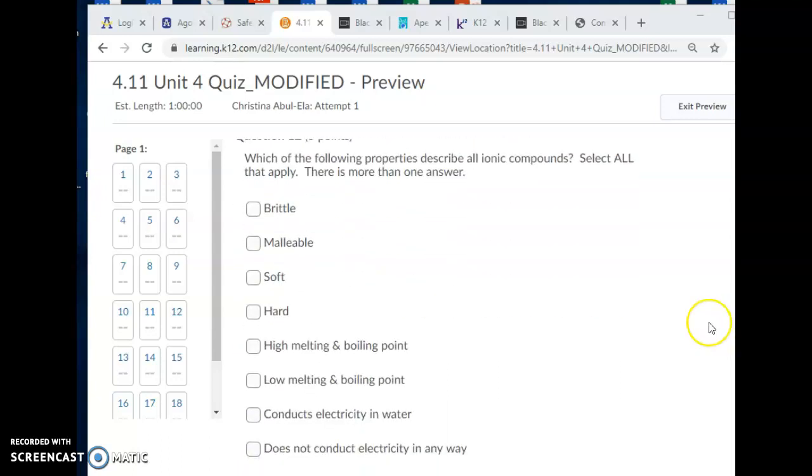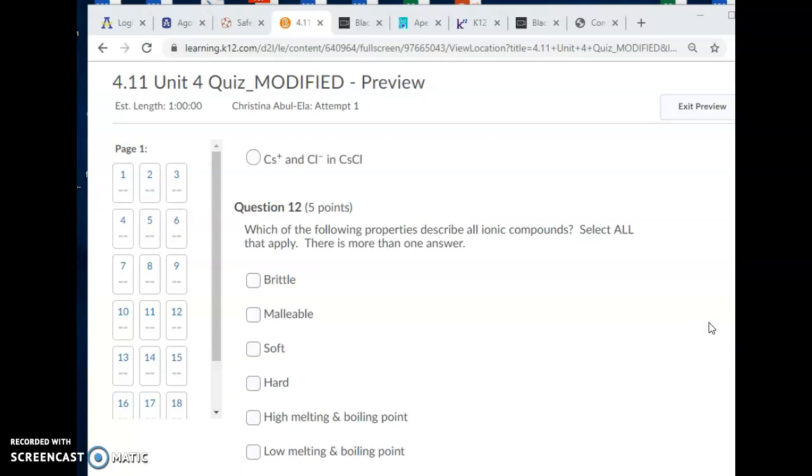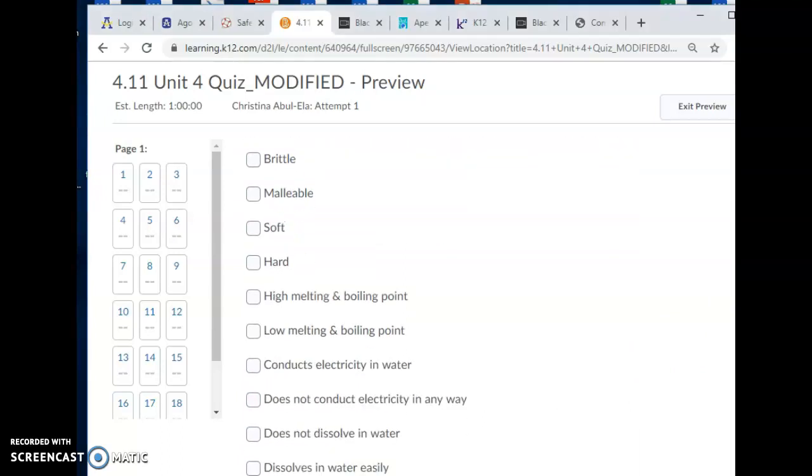Question 12. Which of the following properties describe all ionic compounds? Select all that apply. There is more than one answer. Let's see if I can scooch this down a little bit so you can see all the answer choices at once. Again, we're choosing the ones that are ionic properties.